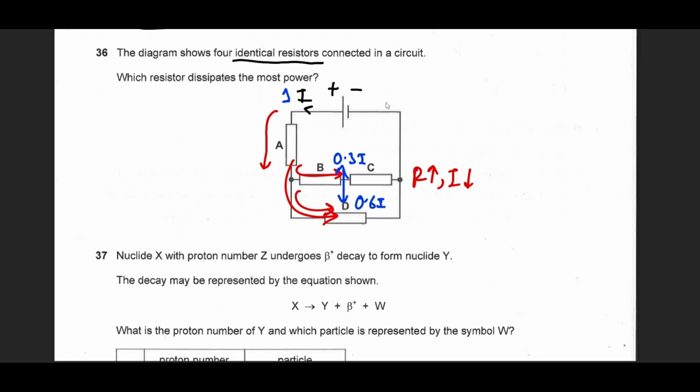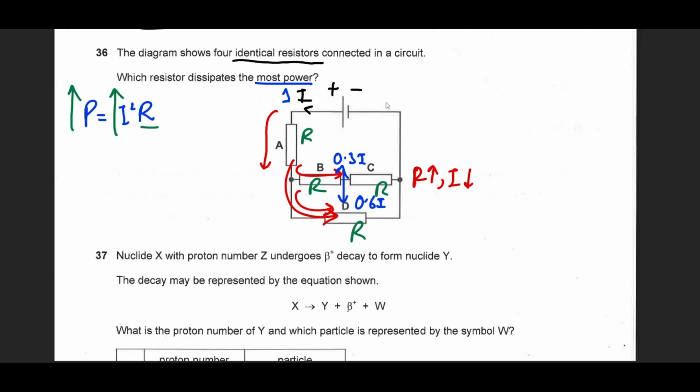Right? So now I can see if the resistances are identical and I have a formula for I squared R, I want to find the most power. Do I have a control over the value of R? No, I don't, because they're all identical. This is R, R, and R. I can't change it. If I want the highest power, I should be looking for the highest current. Where do I see the highest current?